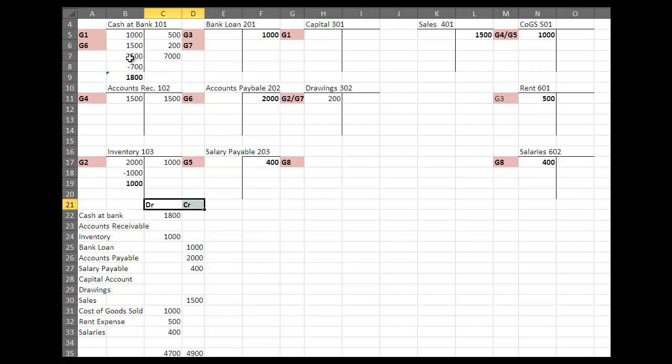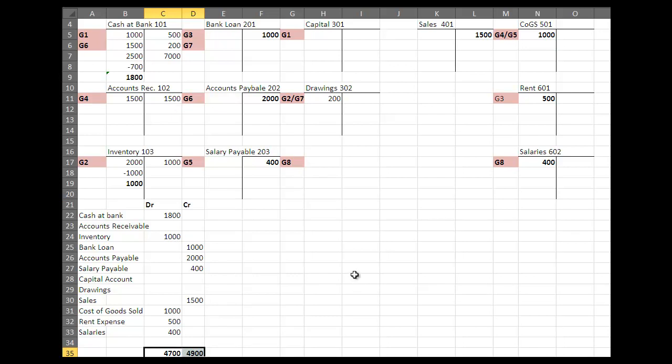So G4 1,500. Where's the other side of G4? G4 1,500. Oh, it's accounts receivable. It should be over here. Yep. G5 1,000, inventory, and cost of goods sold, G6 1,500 and 1,500. Right.